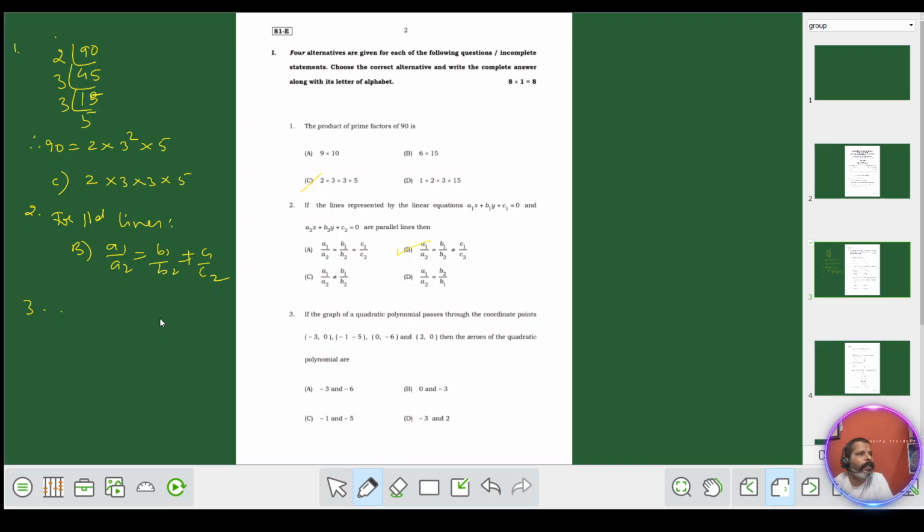What are the x coordinates from the given points? Minus 3, minus 1, 0 and 2. Check out the answers. Minus 3, 6? No, because minus 6 is not part of the x coordinates. 0, minus 3? Yes, it is there. And minus 3, 2? Yes, it is there. So there is an ambiguity here, right? You have to answer with your x coordinate values as the zeros. Minus 6 is not there. Then 0, minus 3: yes, 0 is there, minus 3 is there.